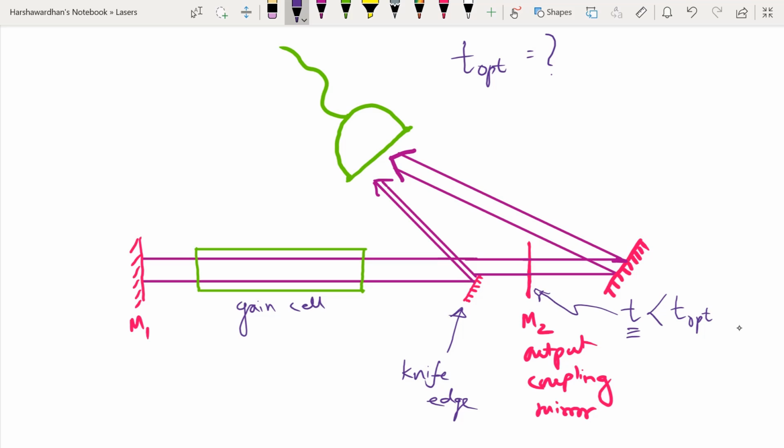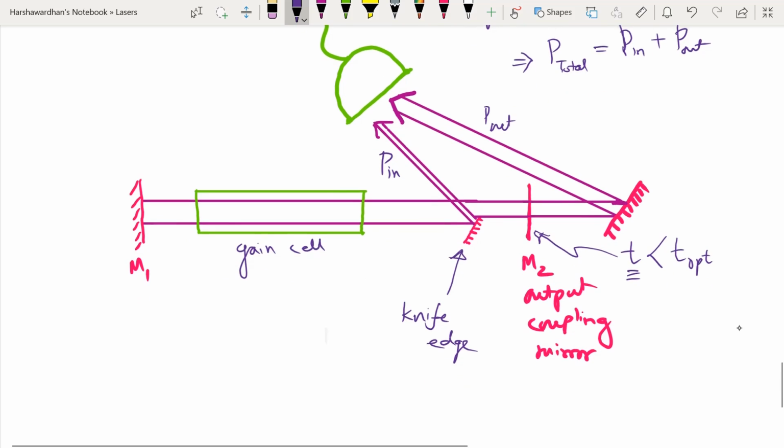So as I introduce my knife edge, I essentially measure two things. I measure the P in. I can block the output one and measure the P in. Similarly, I can measure the P out, and hence I can also measure P total. This is my total radiation, which is simply P in, the power from within the cavity, plus P out, the power which is coming from the output mirror.